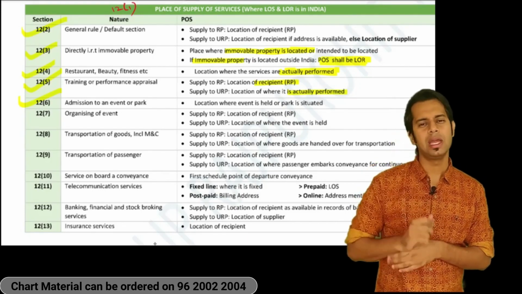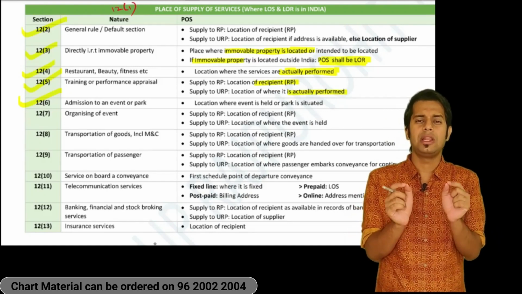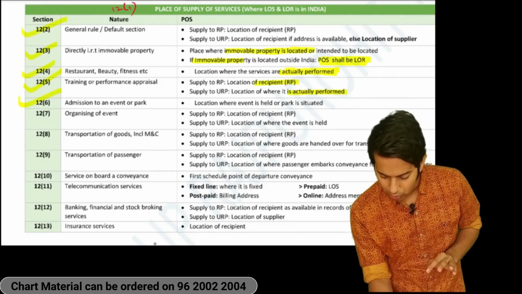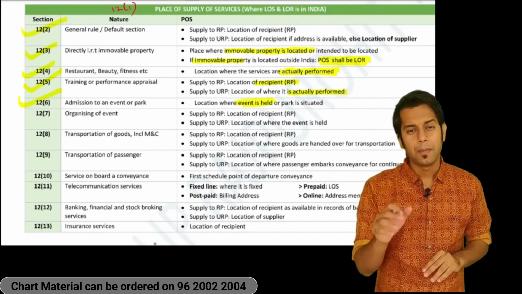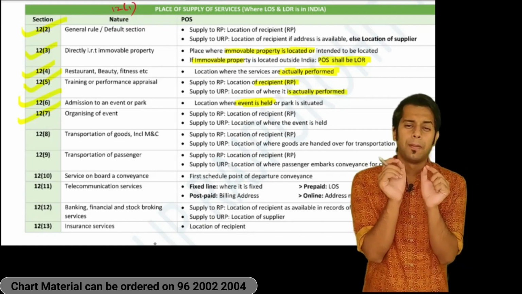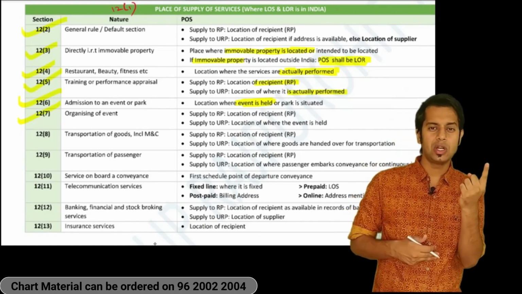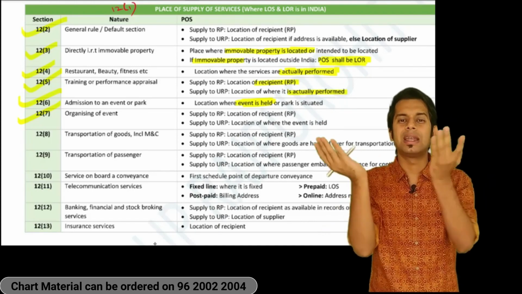I am talking only about the ticket price. In such cases, admission to an event or a park, the place of supply will be the location where the event is held, or where the park is situated. Section 12, subsection 7 talks about place of supply with regard to organizing an event. Please note, admission means ticket price, organizing means conducting that event.